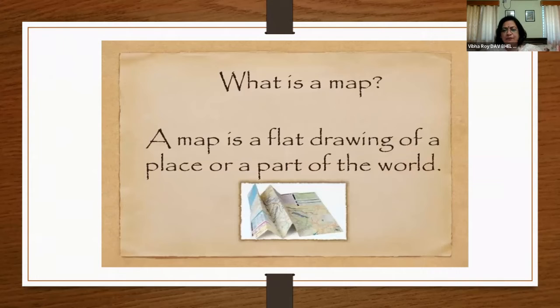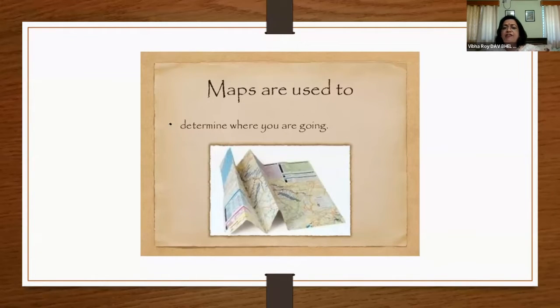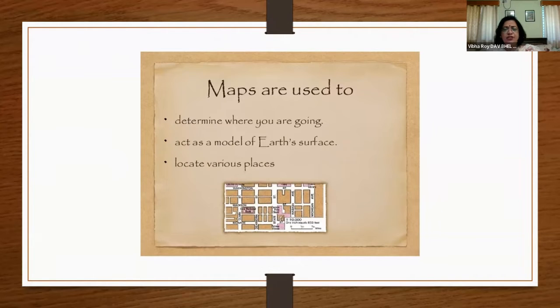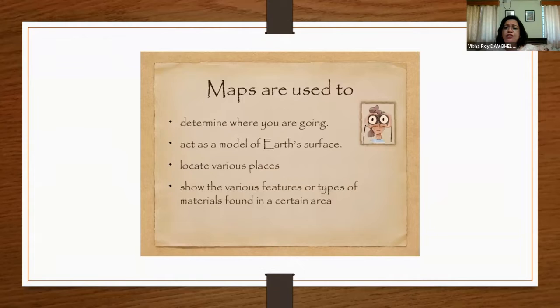So what is a map? A map is a flat drawing of a place. So on a paper, you are drawing something, either you draw the whole world or a part of the world depending on your requirement. It helps us determine where we are going. It will help us to understand the place where we are going to. Again, it acts like a model of the Earth's surface. The Earth's surface, what is there, you can reduce it onto a paper for your convenience. Then it helps us to locate places in the world. And it shows various features or types of materials found in a certain area. What are the resources found? What are the rivers? What are the lakes? Which places are there? All these things. So all these four things are found in a map.